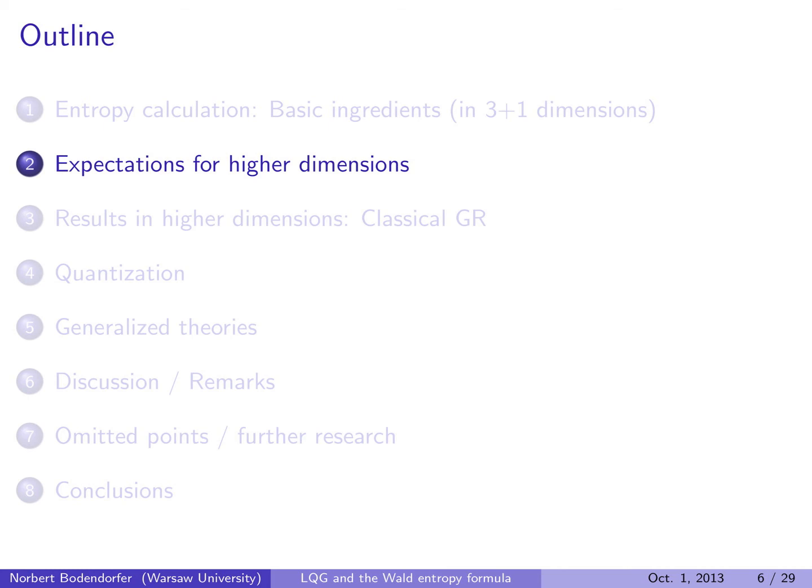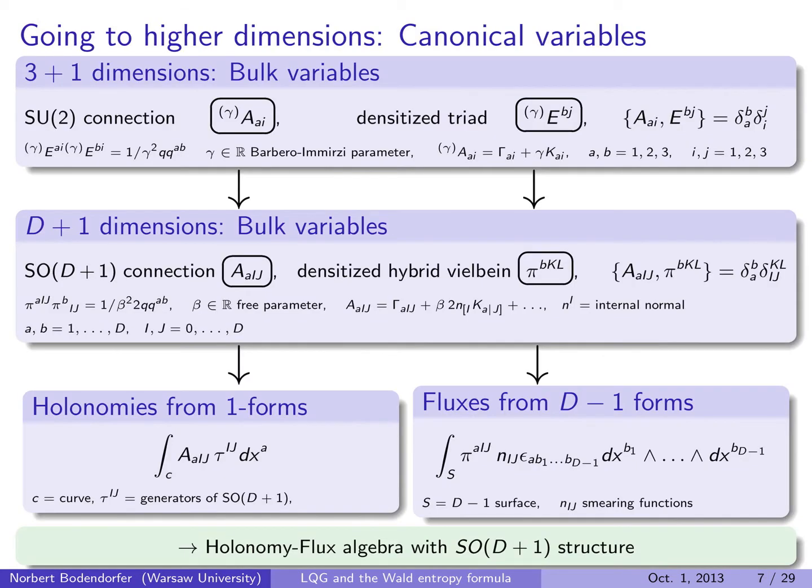Expectations for higher dimensions, or slide number 7: going to higher dimensions, canonical variables. So we're going to start now recalling the formulation of loop quantum gravity in higher dimensions. On this slide, I just want to present the variables we're using and tell you how they are related to the ones we know from 3+1 dimensions. And in the following slides, I will give you more details on those variables.